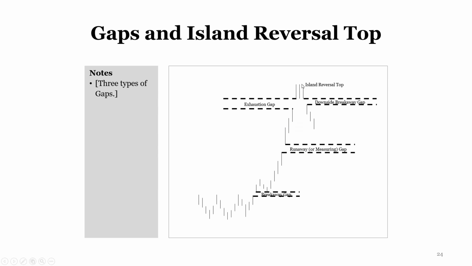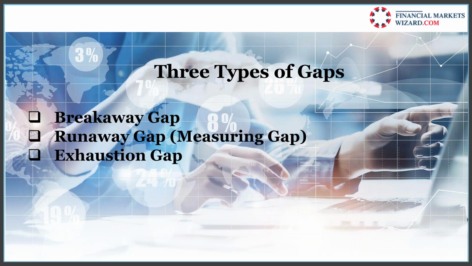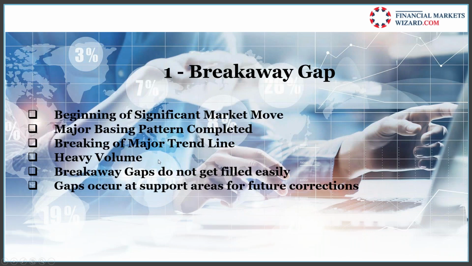And then the stock moves up, then gaps again. So it's called an exhaustion gap. Why is it called an exhaustion gap? Why is it runaway? And this is the breakaway gap. What are the characteristics? I think I should move to the next slide. So three types of gap we are talking about: breakaway gap, runaway gap, which is also called measuring gap, and the third one is exhaustion gap. What are the characteristics of the breakaway gap?